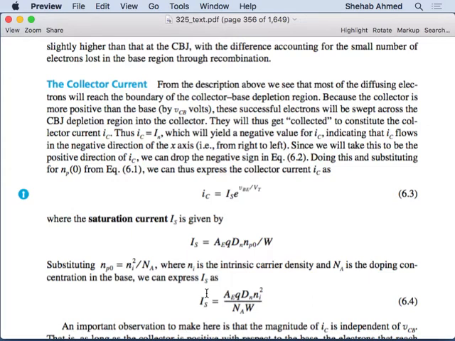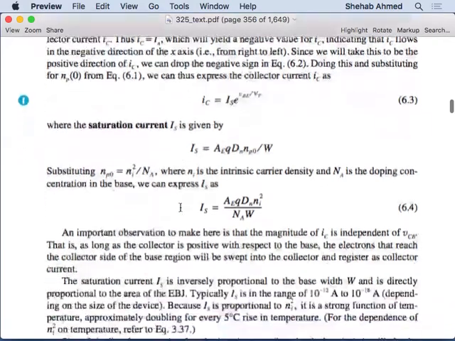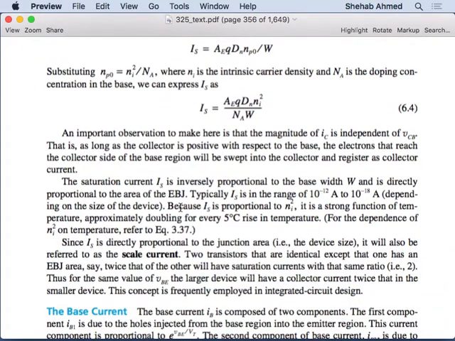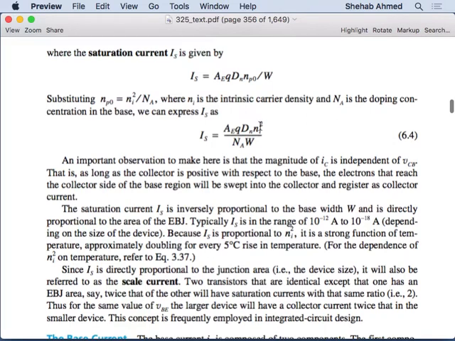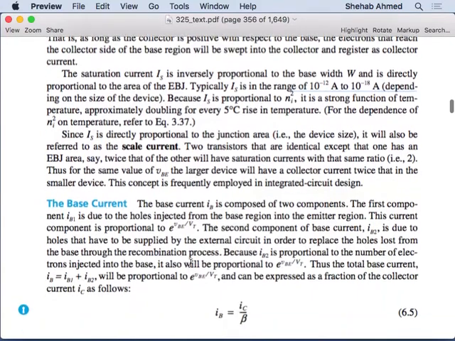So that's collector current. Everybody's okay with collector current? One more thing is that this is proportional to Ni squared. Ni is what? The concentration of electrons in intrinsic silicon, right? So this means that this is temperature dependent. There's some temperature dependence as well. They talk about that here. It doubles every 5 degrees C, for example. So that's one thing they wanted to note here.